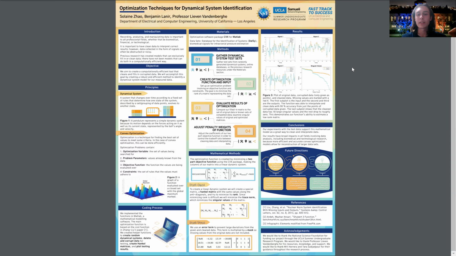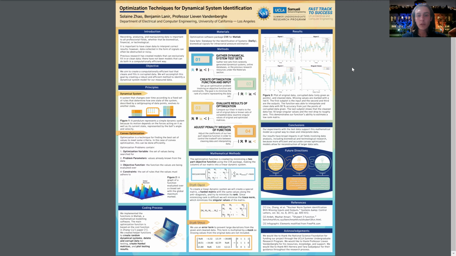So the mathematical methods. Our actual optimization function was created using this equation shown in blue: the nuclear norm of the Hankel matrix of the input data plus the Frobenius norm of the data multiplied by a mask. The first part of this function was the nuclear norm of the Hankel matrix.